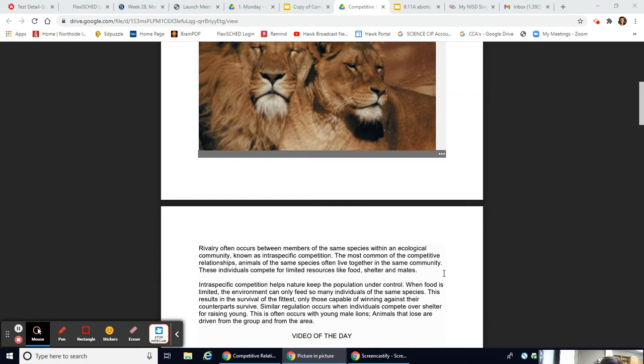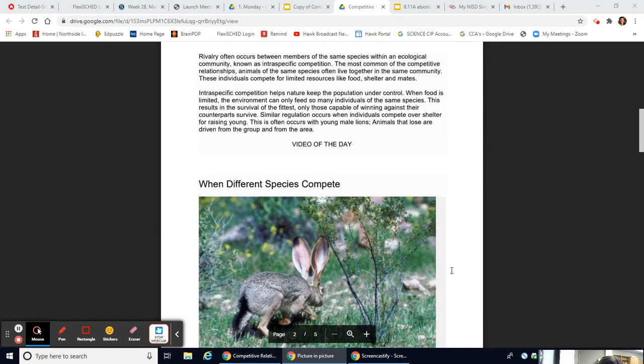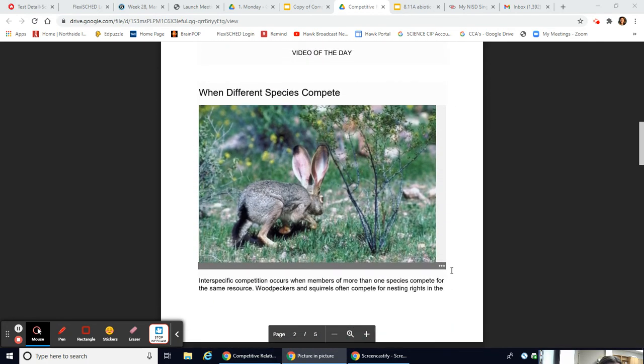Similar regulation occurs when individuals compete over shelter for raising young. This often occurs with young male lions. Animals that lose are driven from the group and from the area. Well, what about when different species compete?